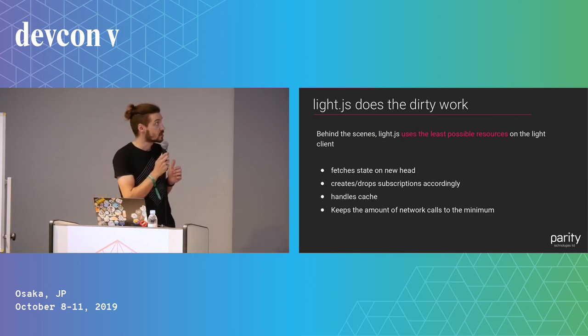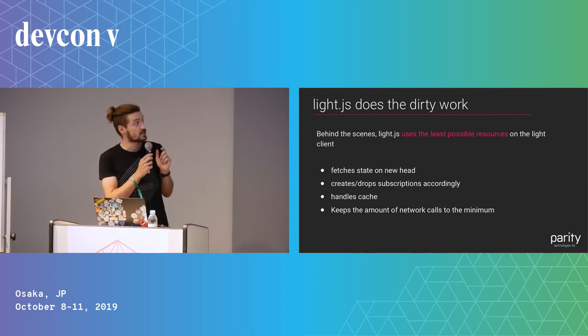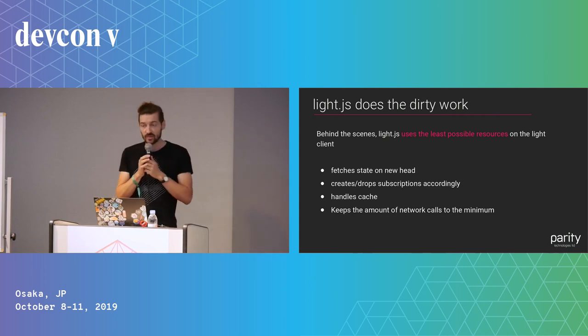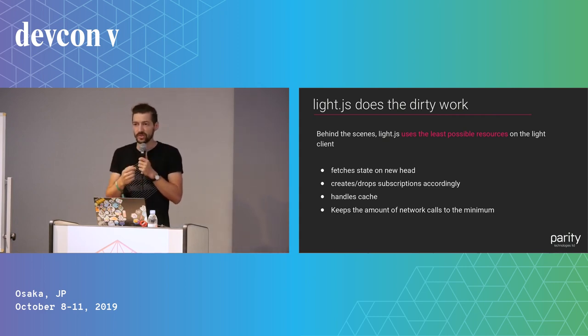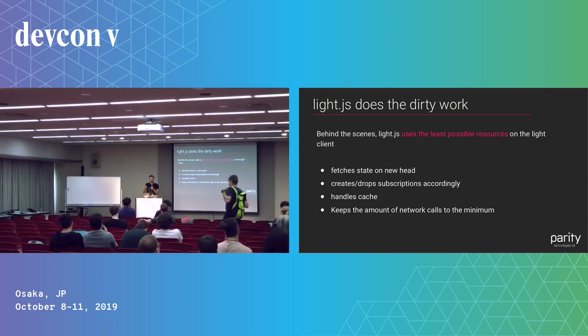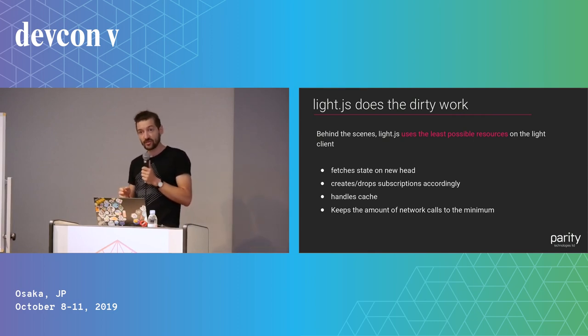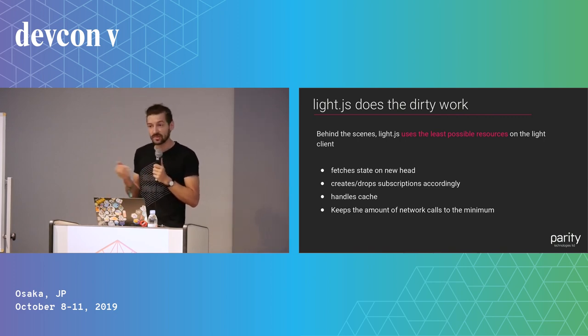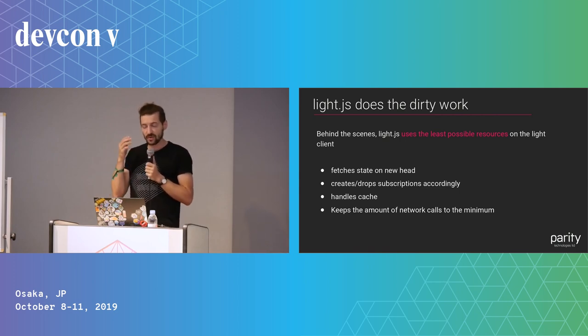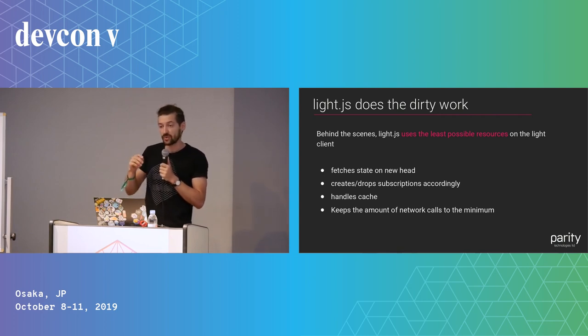So behind the scenes, Light.js uses the least possible resources on the Light Client. So what you're going to do today, just before I showed you, okay, what's the latest header, for instance, or what's my balance? Your balance will not change every second, right? The block time is 15 seconds on Ethereum. It does not make sense to bother the node every second or 500 milliseconds, right? Today you can do that with Ethereum, but it does not bring anything. So the Light.js library will do this for you, right? We'll actually get just a push notification, not a pull.